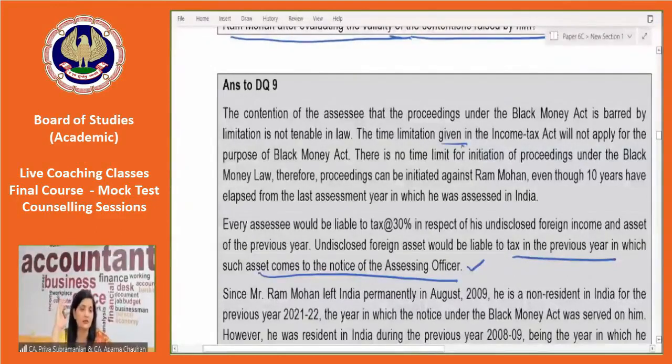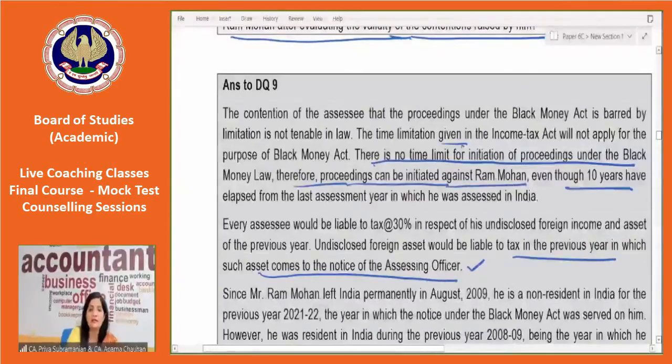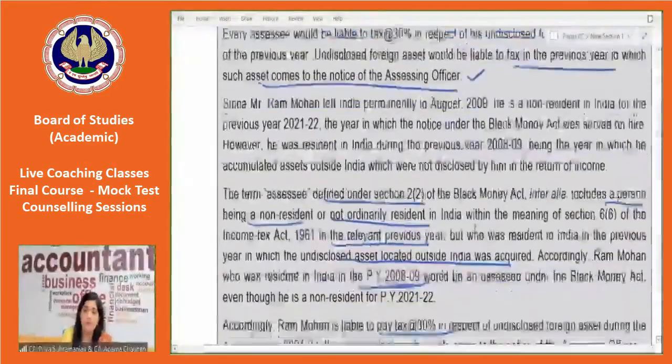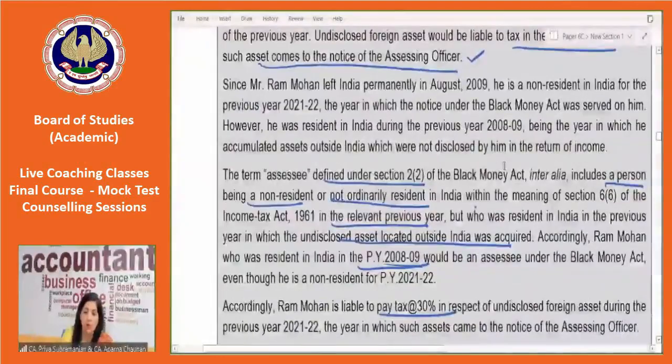It's 16 years in case of foreign assets, or 6 years, as the case may be. But here there is no time limit for initiation of proceedings under the black money law. Therefore, proceedings can be initiated against Mr. Ram even though 10 years have elapsed from the last assessment in which he was assessed in India. Accordingly, he is liable to pay tax as well as the penalty levied in the black money law.